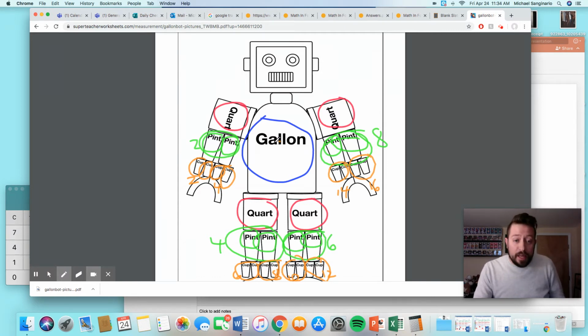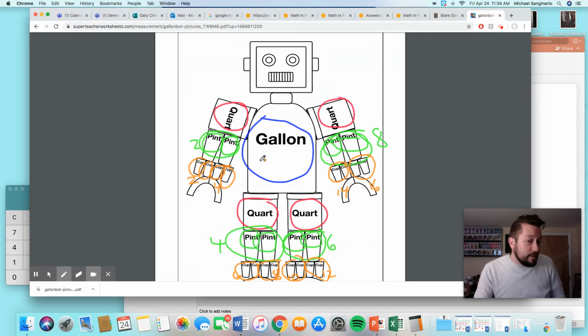In 1 gallon, we have 8 pints altogether. In 1 gallon, we have 4 quarts altogether, okay? So going back to the cups though, if the question is asking you how many cups are in blank pints, for example, how many cups are in 6 pints, okay?